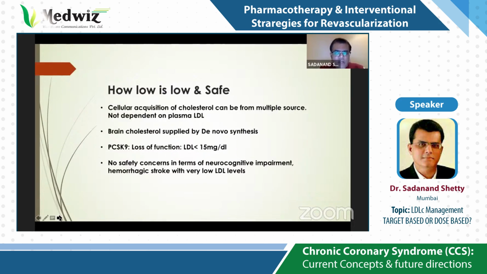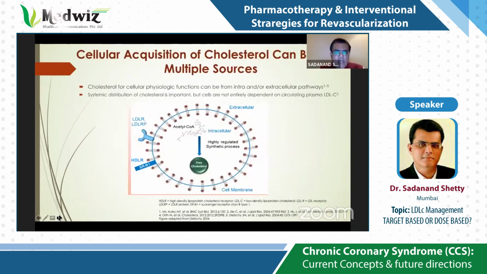How low is safe, and how low should we go? How low is low and safe? Cellular acquisition of cholesterol can be from multiple sources. It is not dependent on the plasma LDL. So we need not worry that cell function will be altered if the LDL gets low, because the cell can function without the plasma LDL. The brain has its own independent de novo synthesis. If you see PCSK9 loss of function, those people are living with LDL less than 15, and they are living safely for a long period. And there is no safety concern of hemorrhagic stroke or neurocognitive dysfunction, even at a low LDL level.